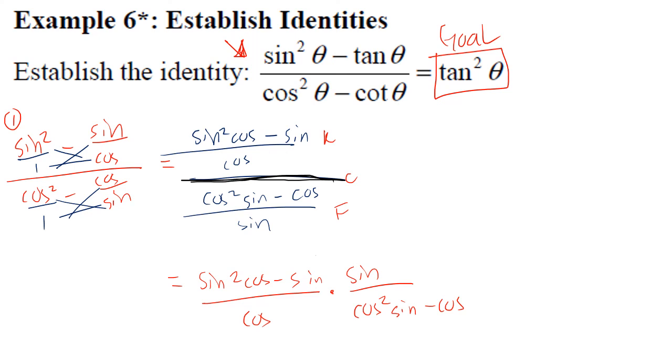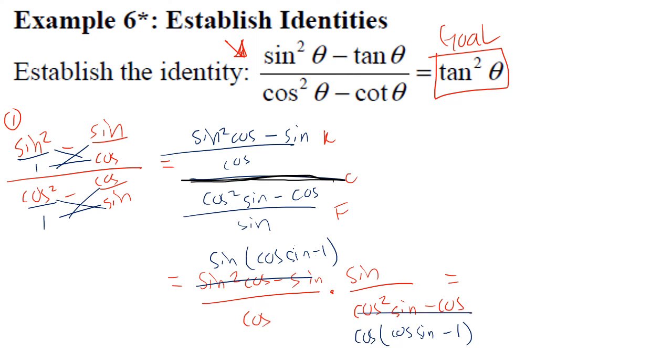We probably should have factored at some point. Well, we're going to factor now. If I factor this one, this is a GCF, so sine is my factor, and I'm left with cosine times sine minus 1. I can factor this one too, and I take out a cosine, and I'm left with cosine times sine minus 1.